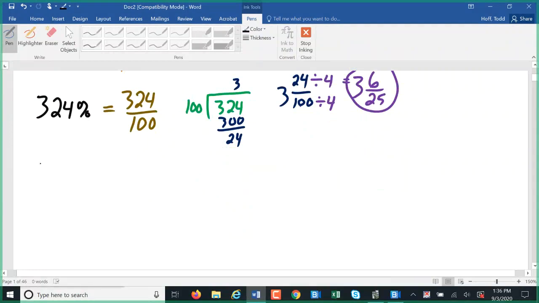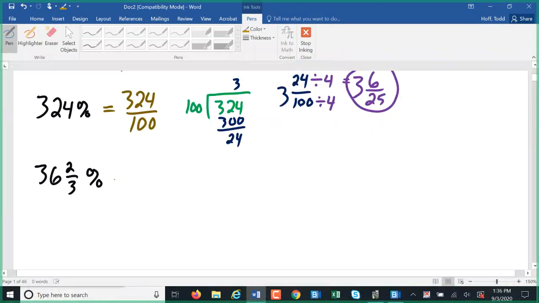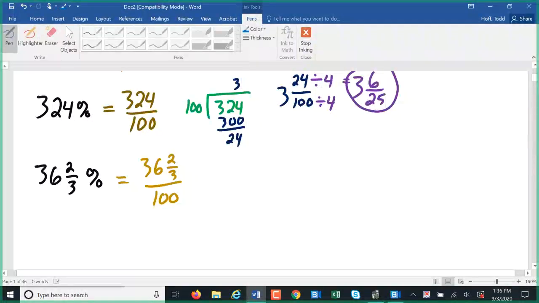Let's take something like 36 2/3%. Now, we don't like having fractions within our fractions, but this literally does mean 36 2/3 out of 100. But we want to do something with that. We want to get that fraction out of the fraction, so it's just a simple fraction rather than what we would call a compound fraction.